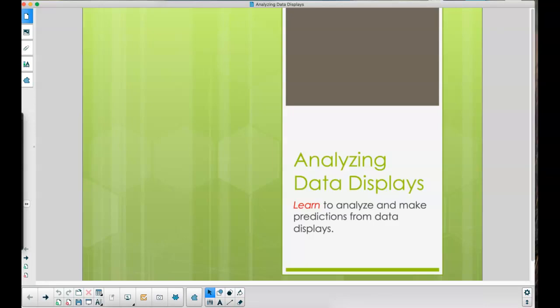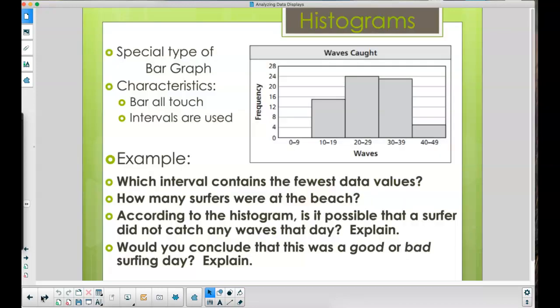Okay, today we're gonna look at, we learned about different types of data displays yesterday. Today we're gonna look at how to get data off of a data display. How to read them, how to tell what it's talking about. So we'll look at histograms. We're gonna look at circle graphs, bar graphs, line graphs, and how to read those. So the first one is a histogram.